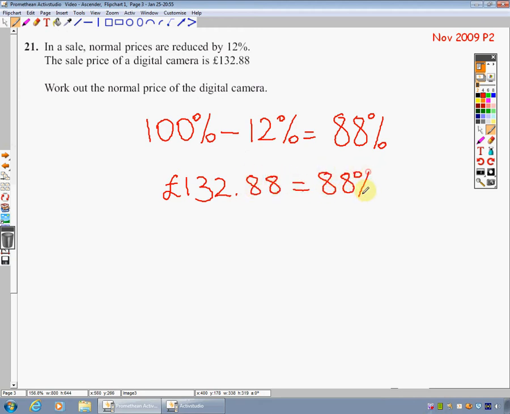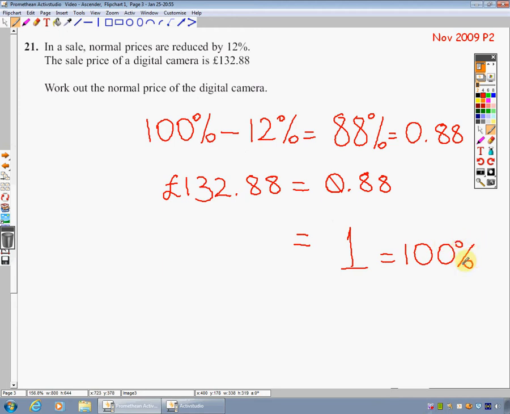Okay, right, so 88%, what is that equivalent to as a decimal? Make it a bit easier for ourselves. So that is equivalent to 0.88. We've now got 0.88 here. We want to work out what this is going to be equal to as one whole, because that will give us our original 100% of the amount of the camera. So, how can we get from 0.88 to 1? We divide it by 0.88. How many 0.88s go into 0.88? And that is 1. So done it to this side, now I have to do it to this side as well. So if we divide 132.88 by 0.88 using a calculator, we get £151 exactly. So the normal price of the digital camera is £151.